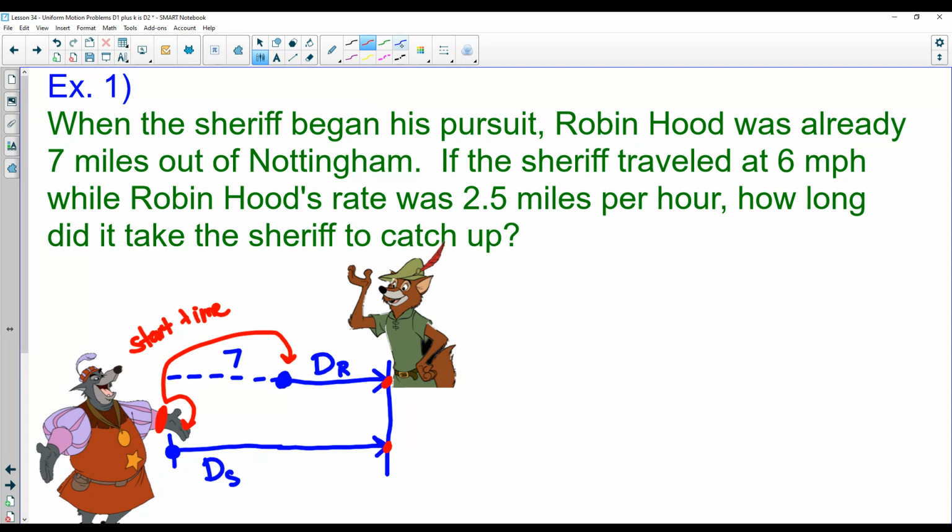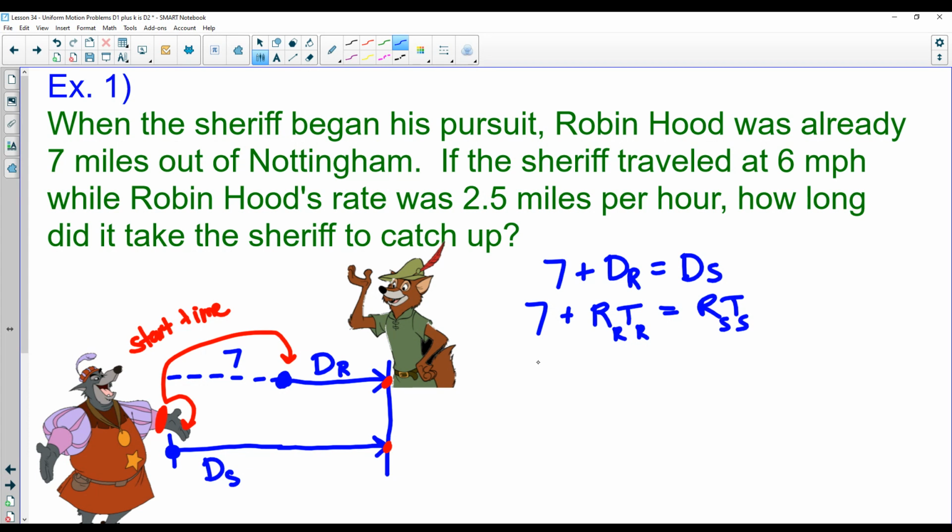All right, so let's start writing our formula here. We've got 7 plus Robin Hood's distance. What does that equal? 7 plus Robin Hood's distance from start time to end time equals the sheriff's distance. We're going to substitute in rate times time for each distance, because distance is rate times time, with subscript R for Robin, S for sheriff.